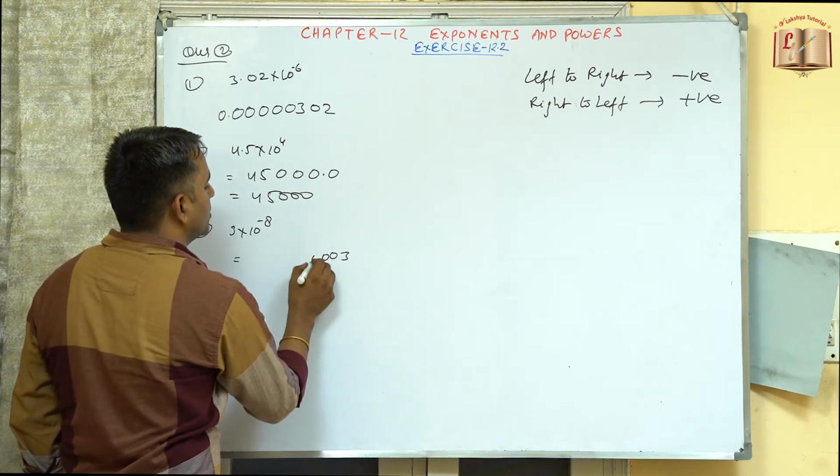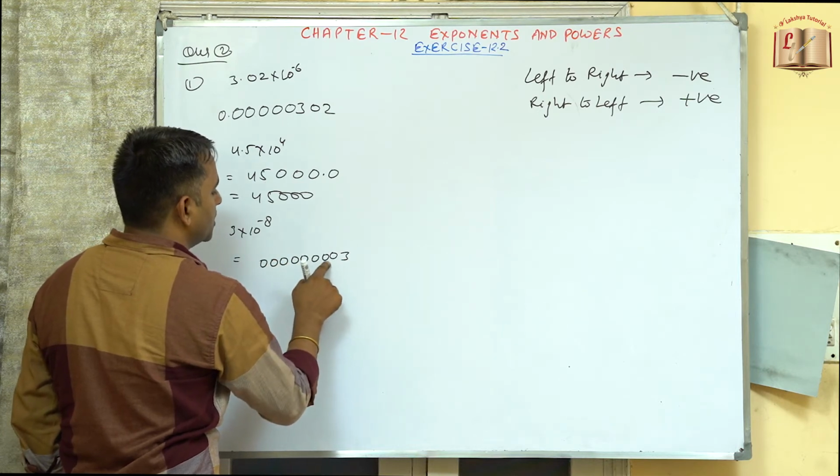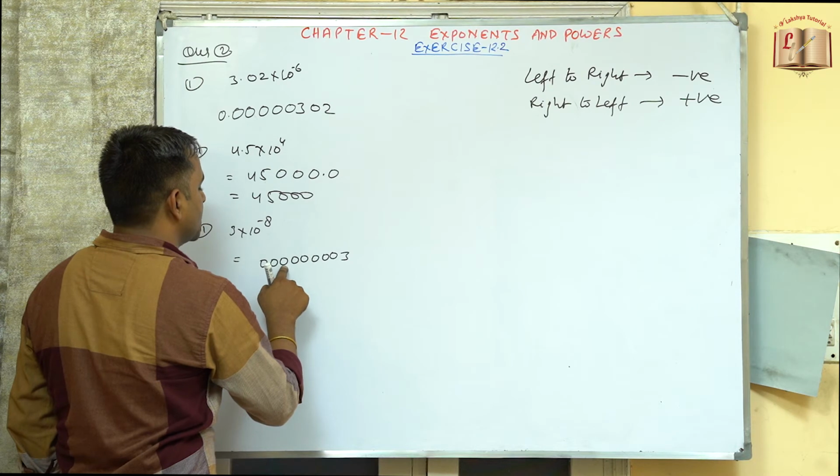So 1, 2, 3, 4, 5, 6, 7, 8. 1, 2, 3, 4, 5, 6, 7.